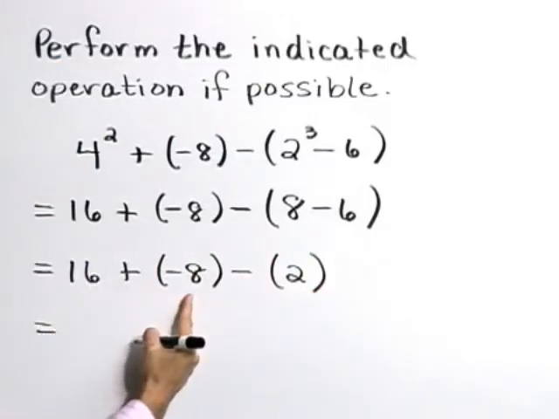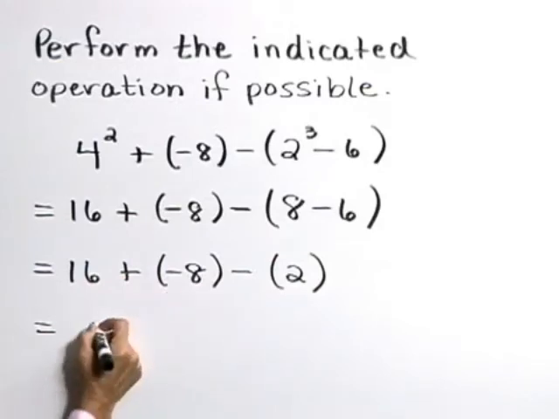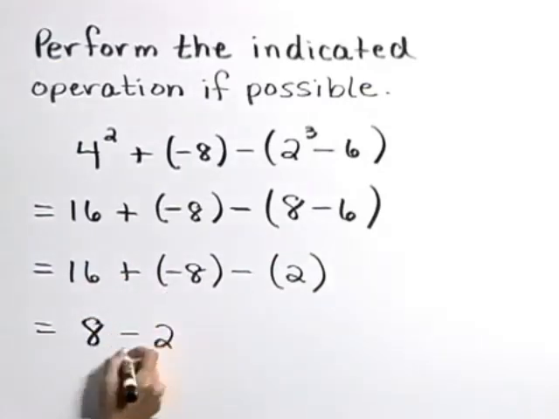Working now from left to right, 16 plus a negative 8 is 8, and 8 minus 2 is 6. So this expression simplifies to the number 6.